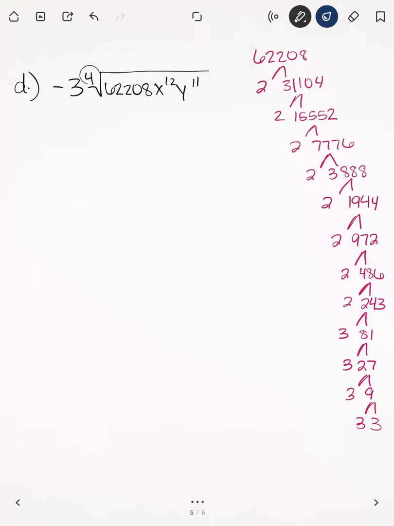We need them to be groups of 4. 4 of the exact same number. You cannot mix 3's and 2's together. Okay, so I have 1, 2, 3, 4. There's a group, so a 2 gets to leave for that group. 1, 2, 3, 4. There's another 2. Another 2 gets to leave for that second group.